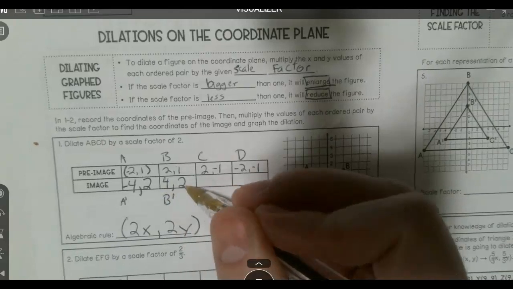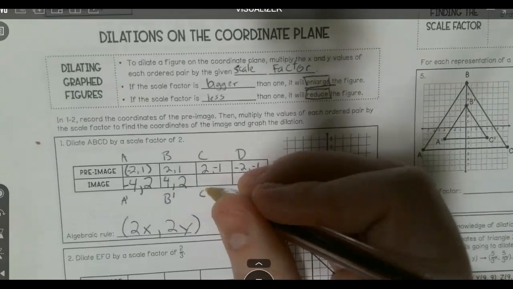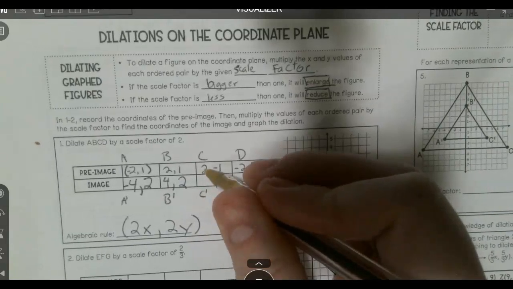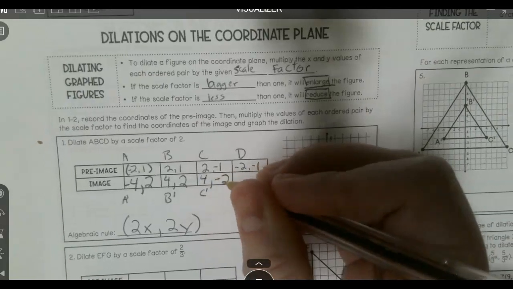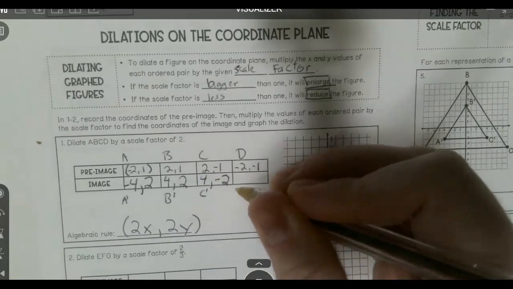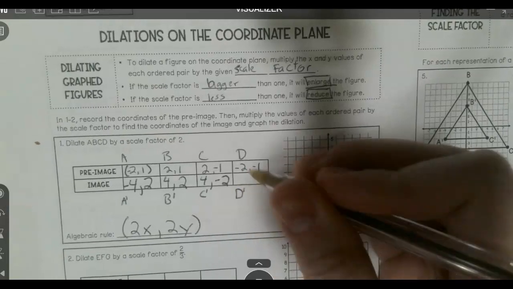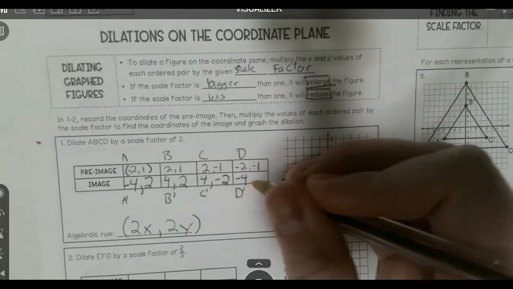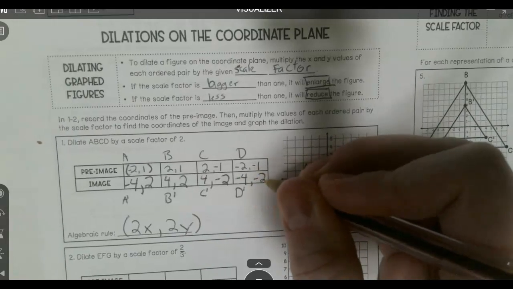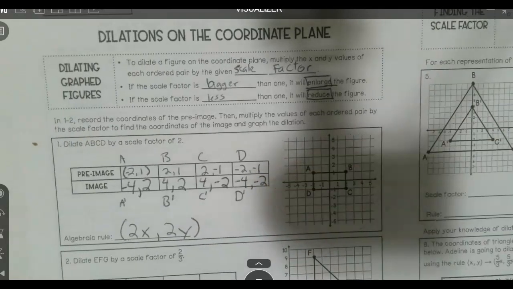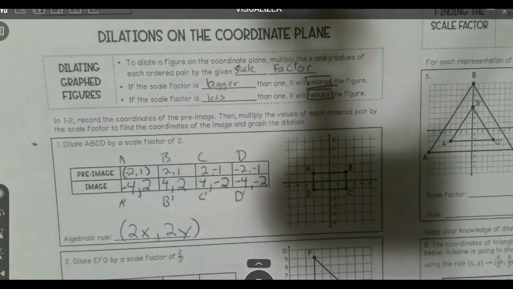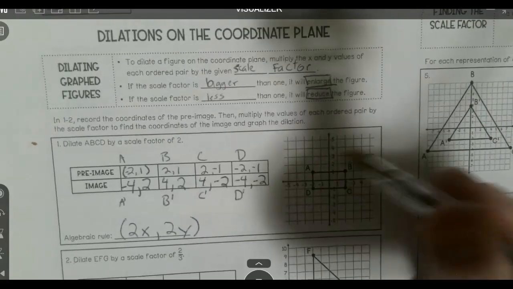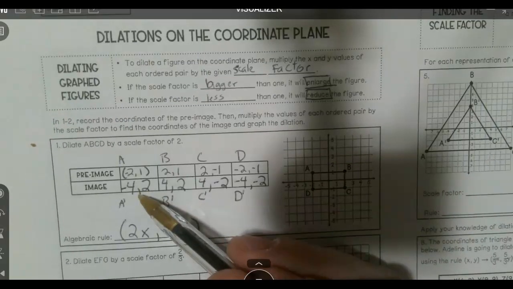C prime, again, same thing, multiplying by a scale factor of 2. 2 times 2 is 4. -1 times 2 is -2. And D prime: -2 times 2 is -4. -1 times 2 is -2. There! You see how all I needed to do was multiply each of those numbers by the scale factor, and I have new coordinates. Now, all I need to do to put this on the coordinate plane is use these coordinates to graph my points.